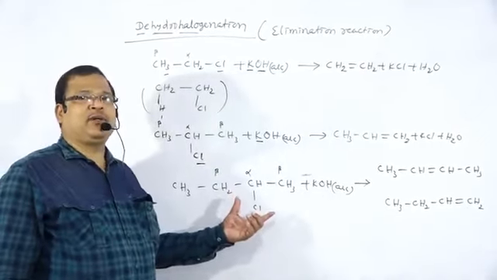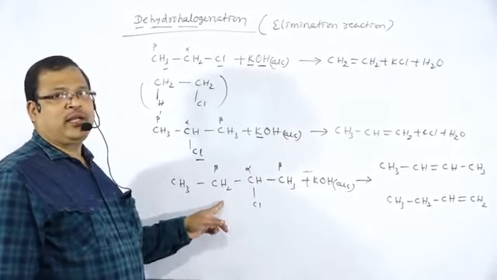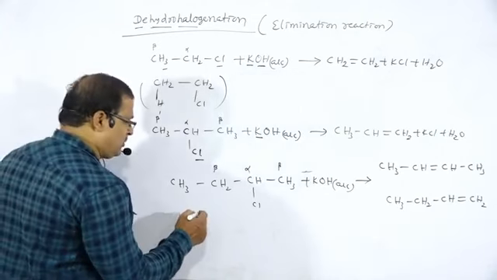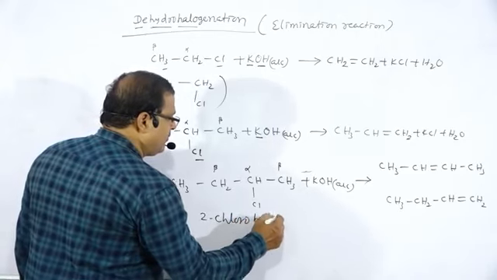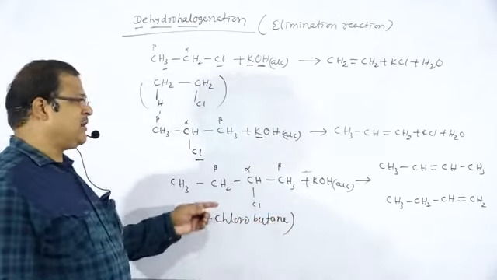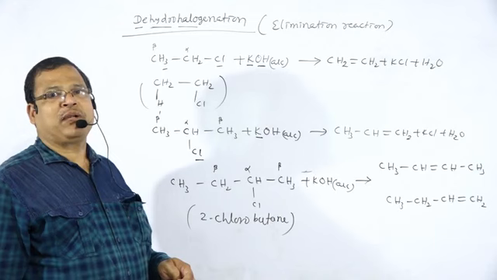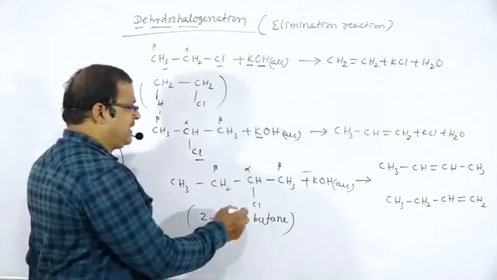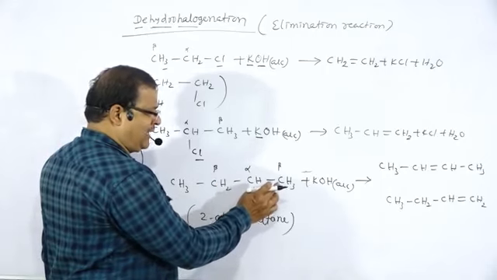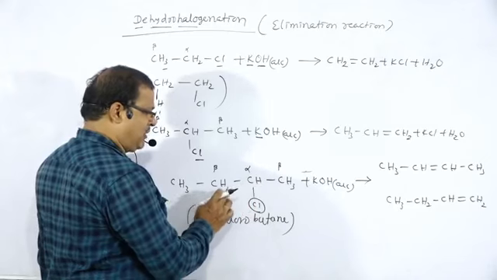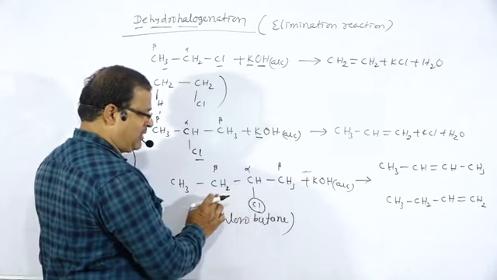So if we take the example of 2-chlorobutane, this is the formula. If this compound is treated with alkali KOH, then there is a chance of formation of two different types of alkene. The chlorine atom is removed from this alpha carbon atom, and the hydrogen atom is removed either from this beta hydrogen atom or from this beta hydrogen atom.